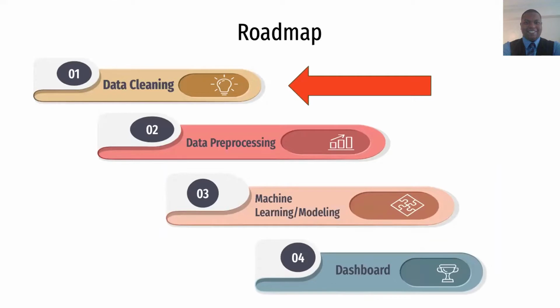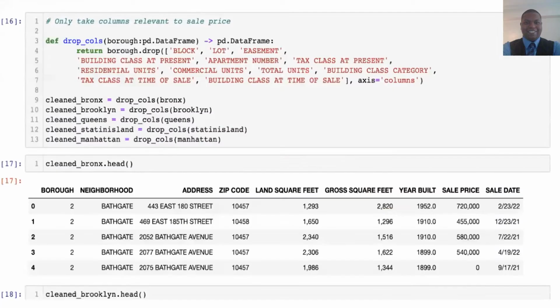The first thing I'd like to talk to you guys about is our data cleaning process. And you can go to the next slide. So the first thing that we did in our data cleaning process was that we loaded our rolling sales data of the 5 boroughs into Python as a data frame. Next, we examined each column's name and determined which columns of information are relevant to the sales price of our model that we are building. Columns that are irrelevant to our sales price, such as apartment number or lot number, were dropped, which you guys can see in this snippet of code.